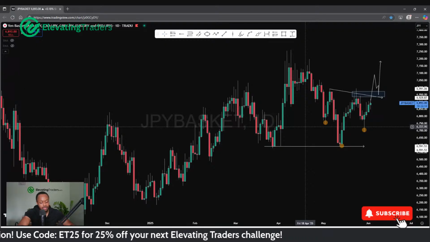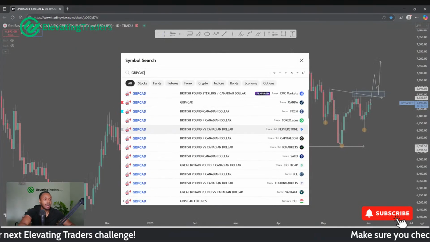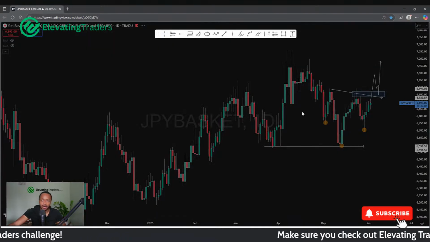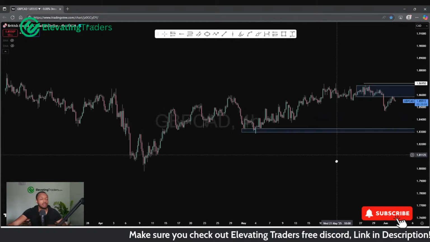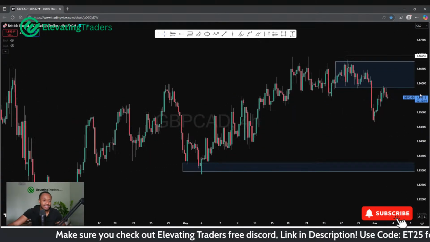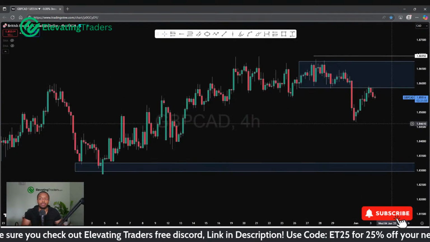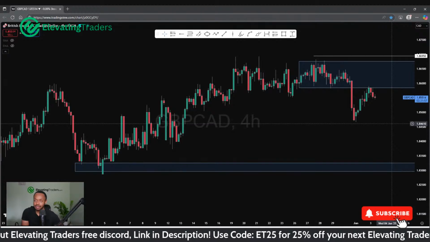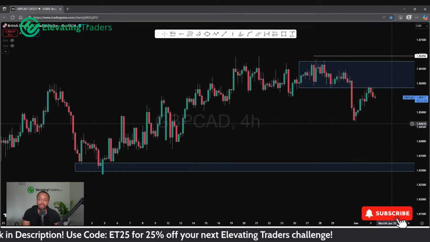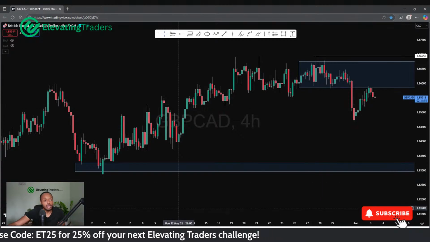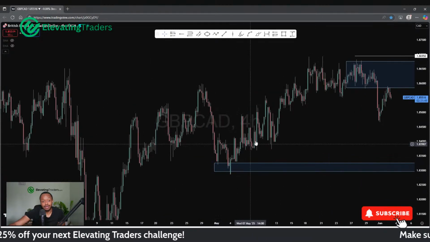Some of the CAD pairs have looked interesting. I mean, I'm pretty short bias on pound CAD and euro CAD. But I think it's more so I'm short bias on euro and pound against the CAD because I'm actually quite bullish on Aussie and NZD against the CAD. So I'm looking to buy those pairs. But euro CAD and pound CAD, I do think we can see some downside from. And basically targets around 1.83.